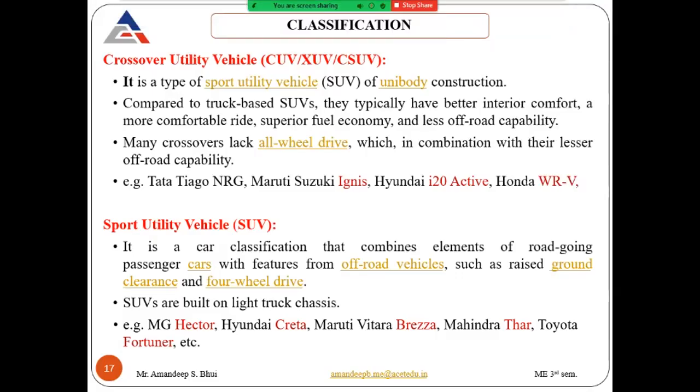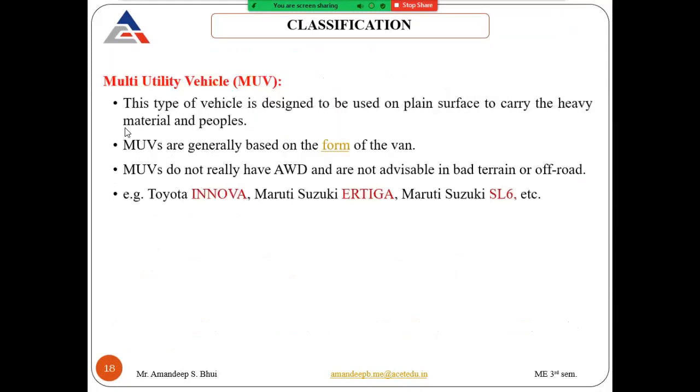Okay, good afternoon, students. In the last lecture, we started with the classification of automobiles, and we were discussing the types of vehicles like your crossover or CUV, XUVs, crossover utility vehicles, SUVs, that is sports utility vehicles, and multi utility vehicles, MUVs, and what was the difference between these types of vehicles.